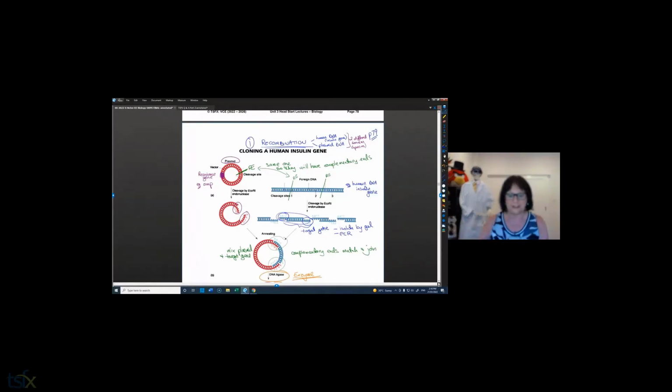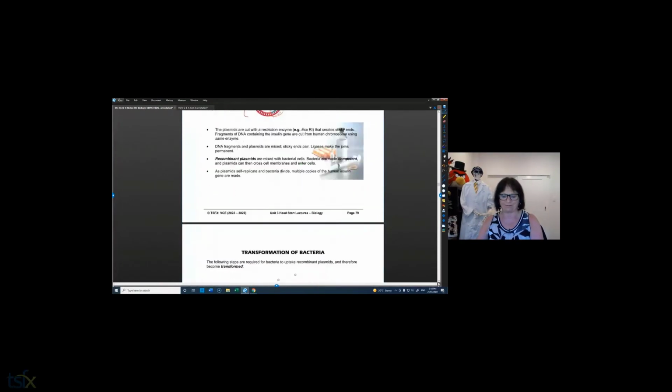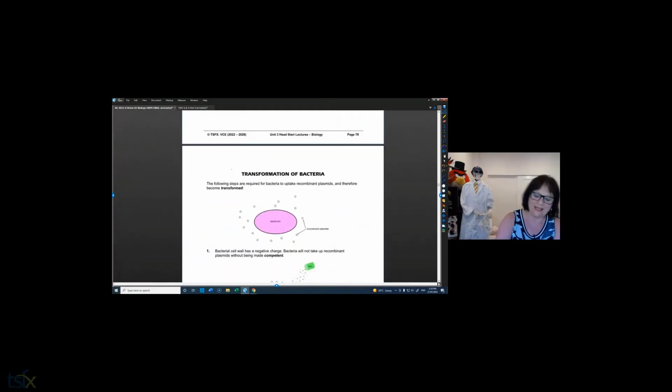Step two in the process is getting the plasmid into the bacteria. And that is called transformation. So recombination is making the plasmid with the gene in it. Transformation is now changing the bacteria, making the bacteria take up the plasmid.